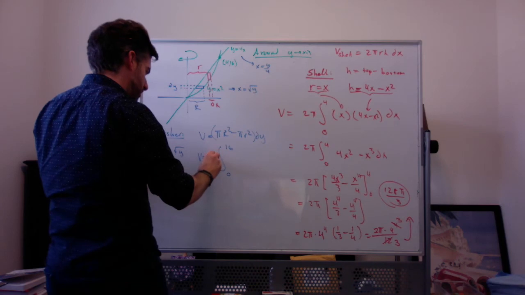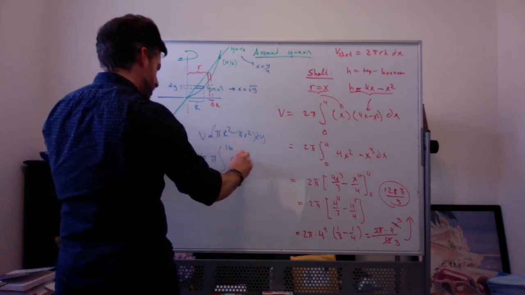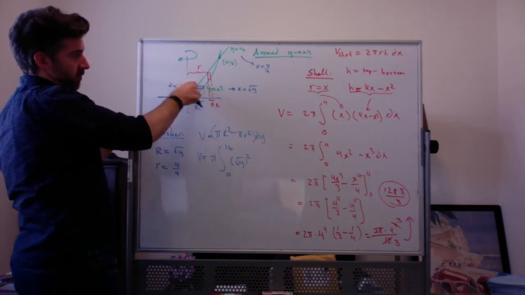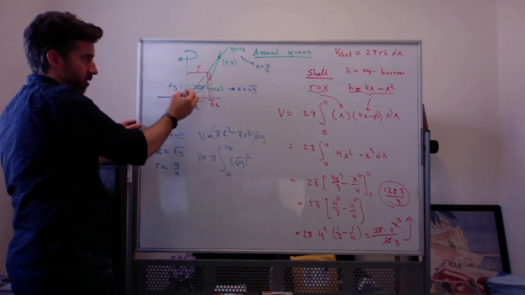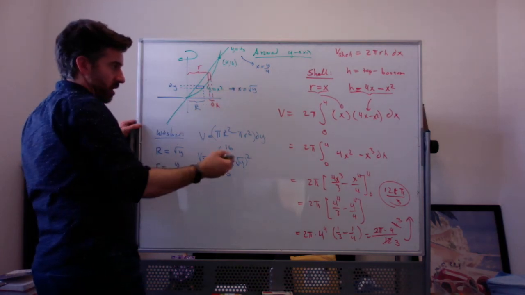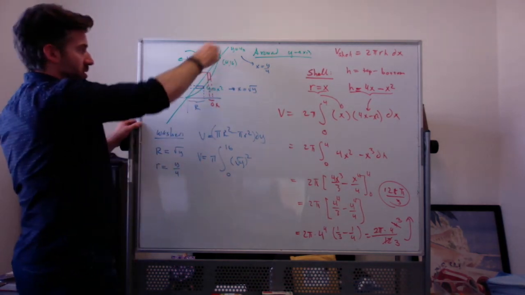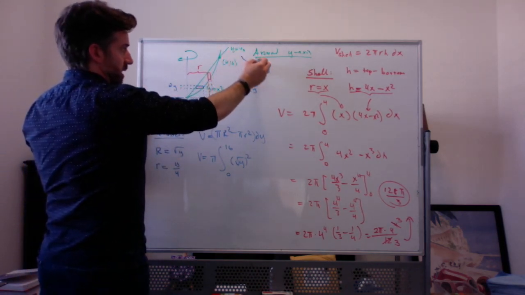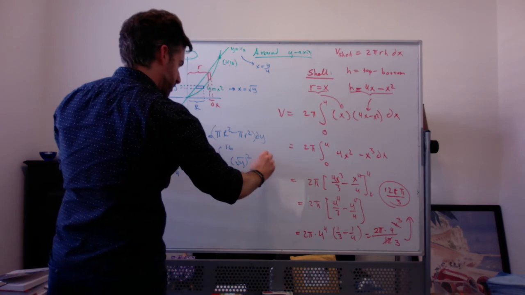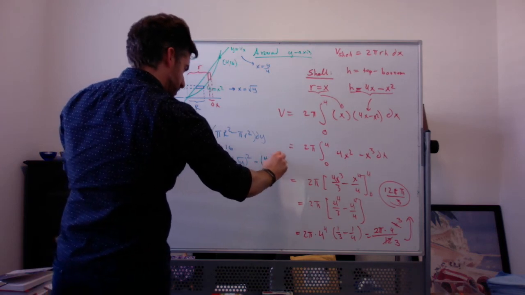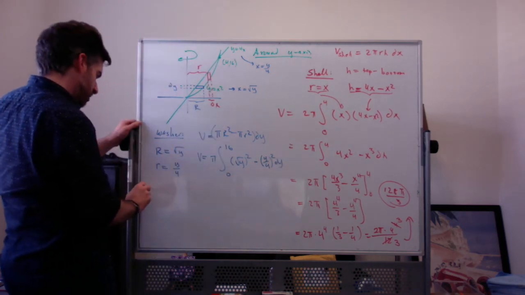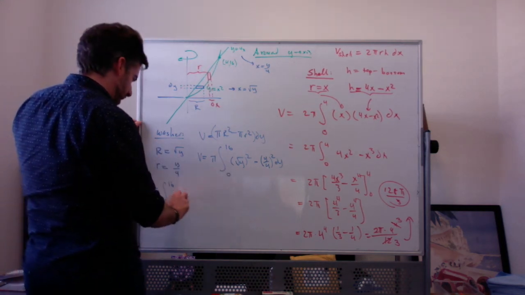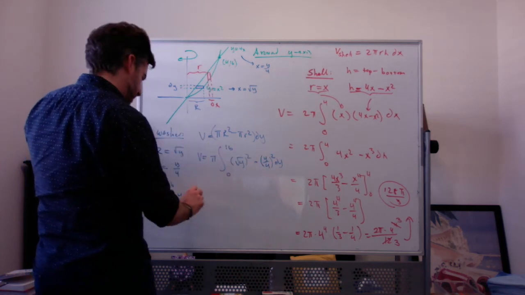Factor out the pi. And we have big R squared, so square root of y. I have to change things to be functions of y. The big radius is the function that's further from the axis of rotation, which is y equal to x squared, or solving for x, x equal to the square root of y. And the little radius is the function that's closer, which is y equal to 4x, which becomes x equal to y over 4. Okay, we simplify. So we get pi times the integral from 0 to 16 of the square root of y squared, which is just y, that's nice, minus y squared over 16.